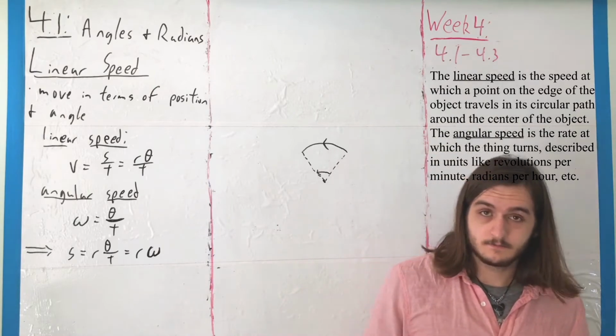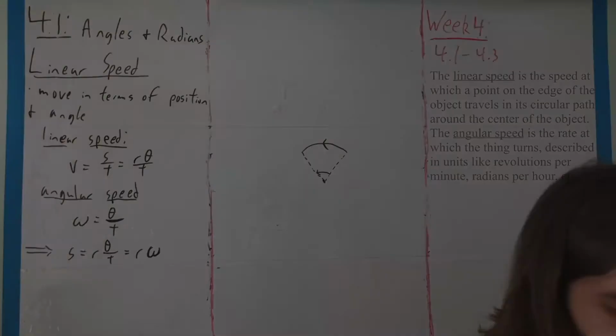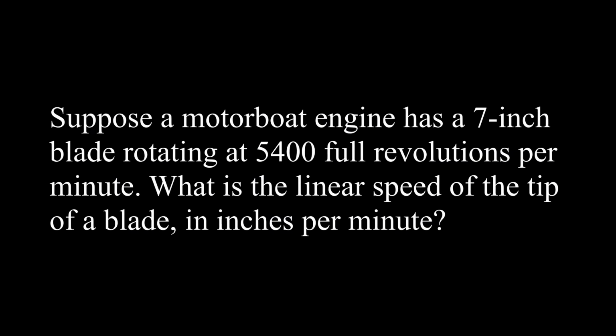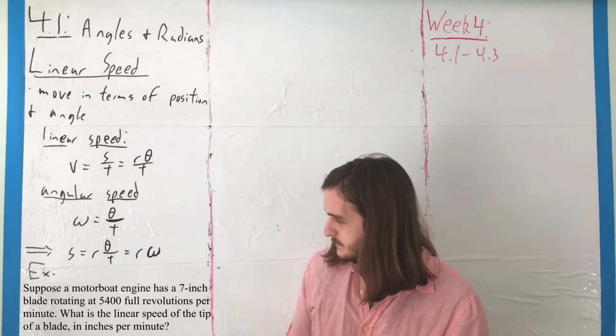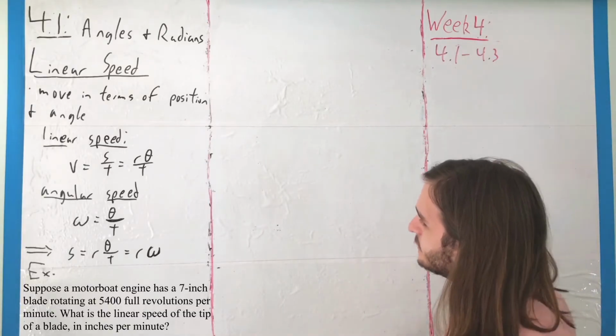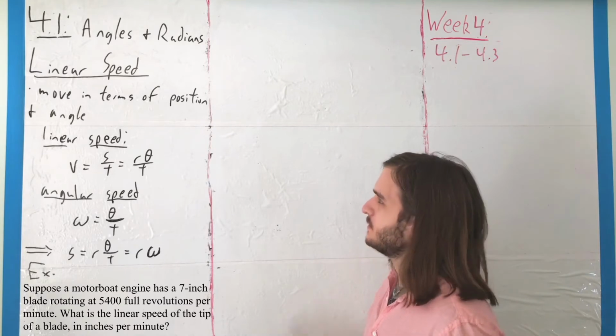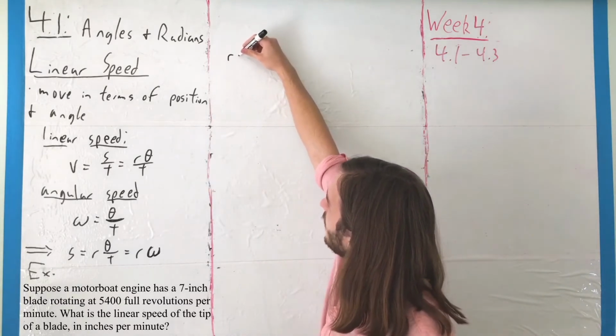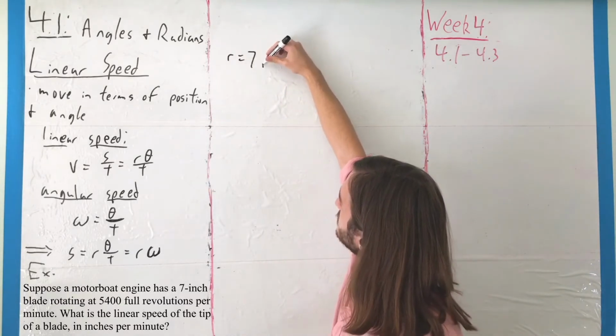And to understand this, we're going to look at a quick example, where here we have that a motorboat engine has a 7-inch blade that rotates at 5,400 RPM, where we want to find the linear speed in the tip of the blade in inches per minute. So here, let's just take down some of the information we have, because we're going to be doing some unit conversions. We're going to say that r is equal to 7 inches.